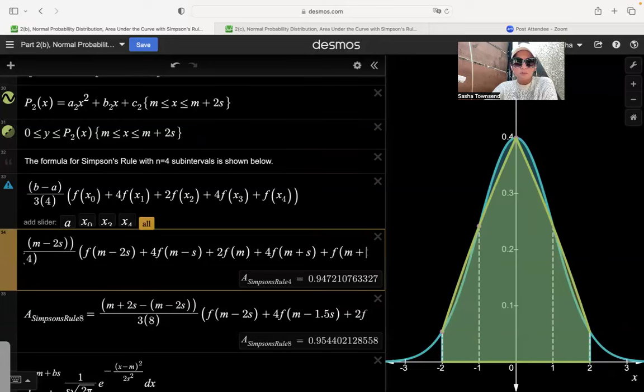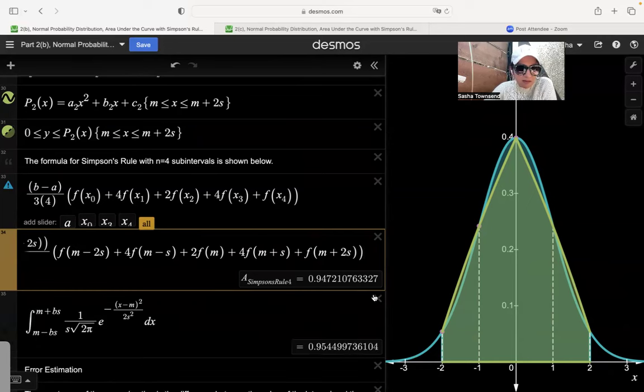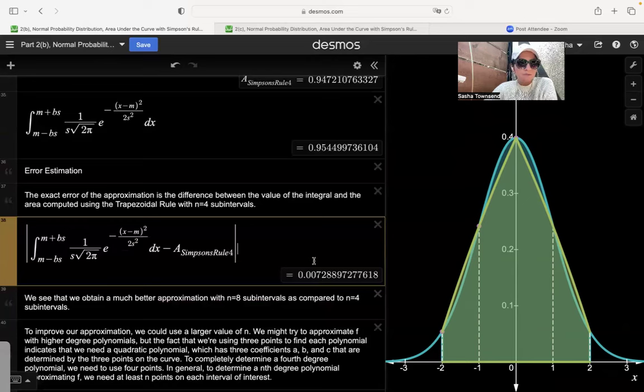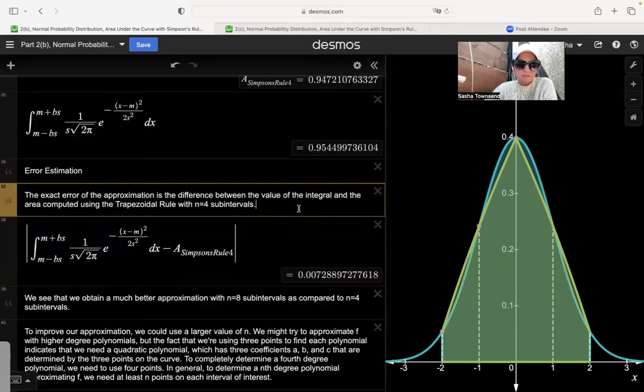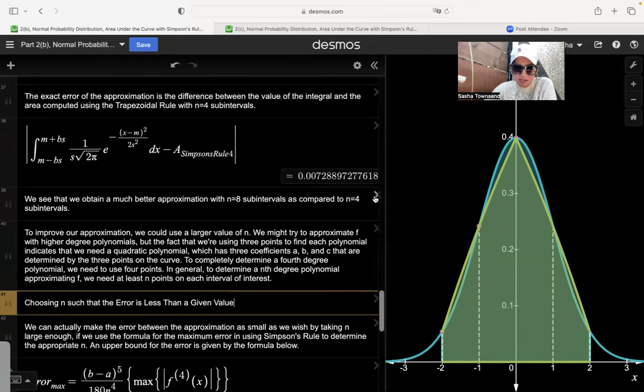This is what we get for 4. We get an area of approximately 0.972. And for 8, we get 0.9544. Actually, Simpson's rule with n equals 4, it looks like that. And then the error is 0.007. This was all supposed to be in part C instead of part B, sorry.